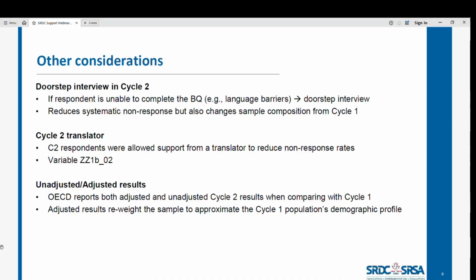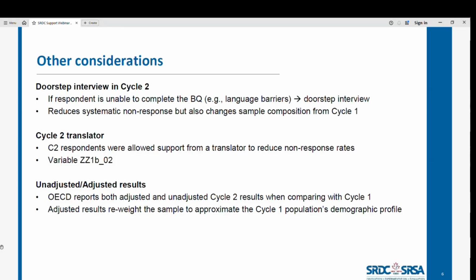This is something we've also talked about before, whether to include doorstop participants for other reasons, because they didn't actually complete all of the questions. Relatedly, cycle two, again to try to reduce non-response due to language barriers, also allowed the option of support from a translator. This is marked in the data set with variable ZZ1, BO2. This is something to keep in mind if you're doing any demographic comparisons for groups where there might be a high rate of potential language barriers or difficulties, that some of the responses might have been supported by a translator, whereas in cycle one that wasn't an option.